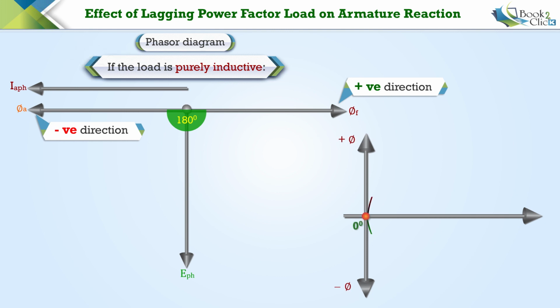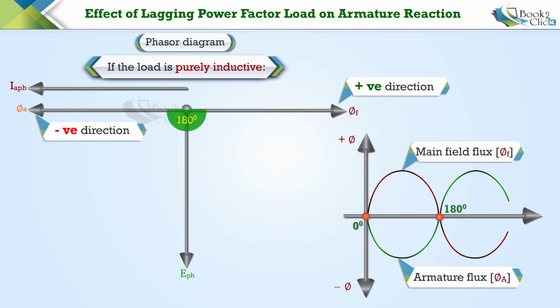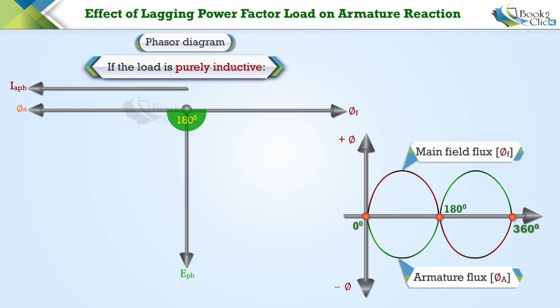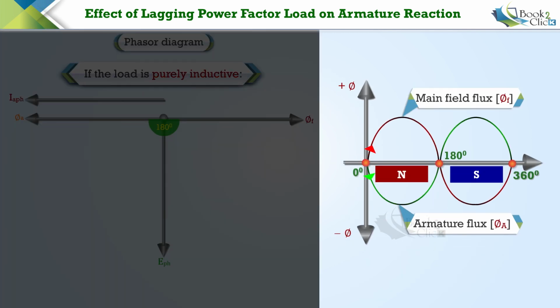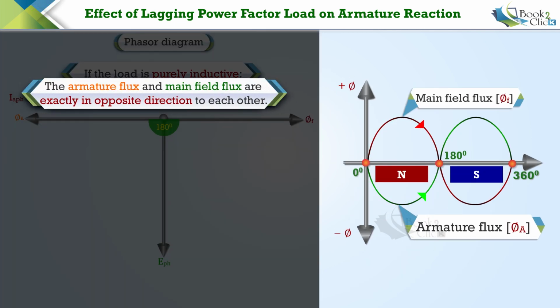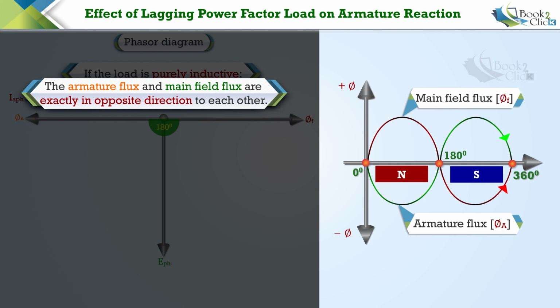Let us plot these fluxes in the XY plane. Both the fluxes will cross the x-axis at 0, 180, and 360 degrees. Let us consider the two poles of the alternator in the XY plane. At both sides of the poles, the armature flux and main field flux are exactly in opposite direction to each other. Hence, the armature flux will try to cancel the main field flux.